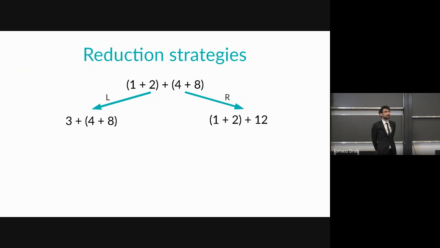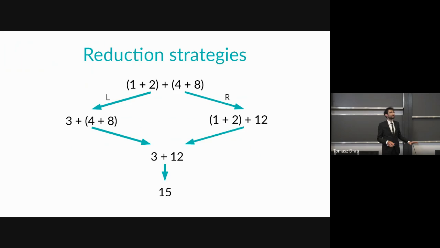In both cases, if we want to proceed with the computation, we reduce the remaining sub-expression. We meet in the same intermediate form and obtain the same result. This is a simple example, but we can say that while computing this expression, we followed two different reduction strategies. The first was a left to right reduction strategy, and the second was a right to left reduction strategy.